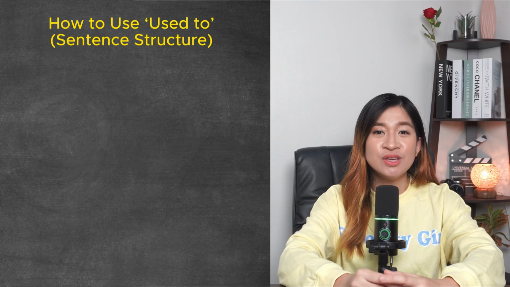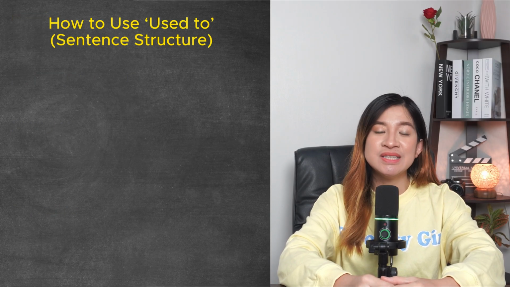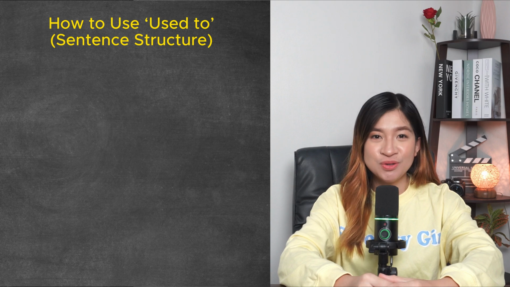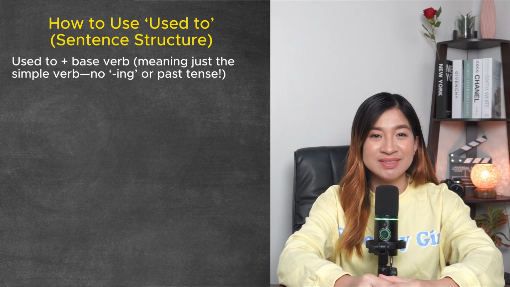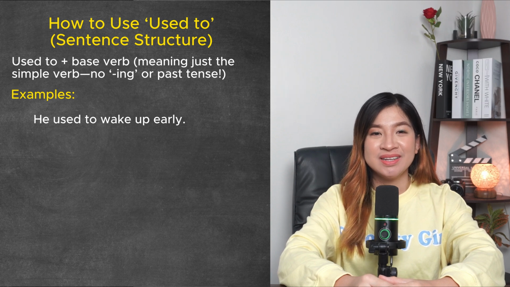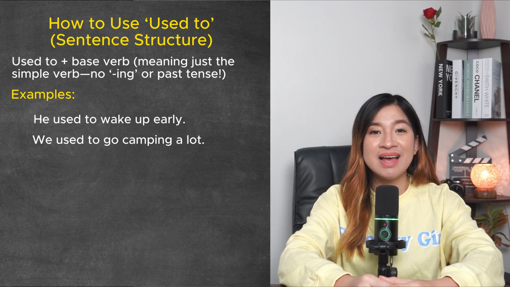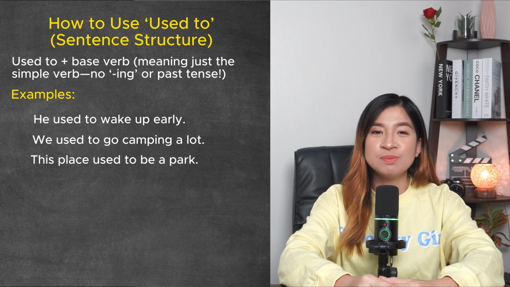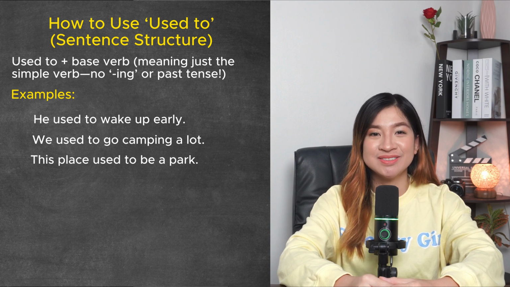Alright, so using "used to" is pretty simple. You just say "used to" plus base verb. "He used to wake up early." "We used to go camping a lot." "This place used to be a park."